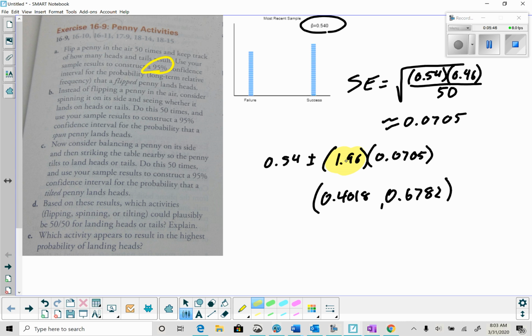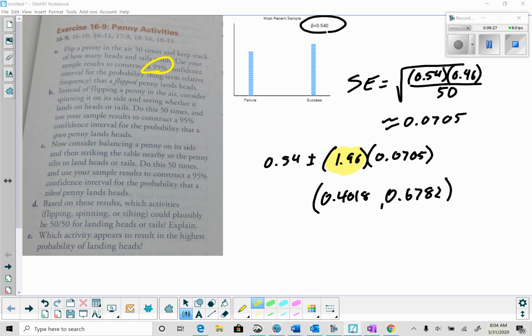And then part C, consider balancing a penny on its side. Now, again, it's a good thing you guys got some free time on your hands. Hopefully you're not tanking up on caffeinated drinks. My hand shakes too much. I can't get it to stand up. All right. Balance a penny on its side and then hit the table so that the penny falls over. Did it land on heads or tails? Do that 50 times. Okay. So now you've got a confidence interval for a flipped penny, a spun penny, and a tilted penny.